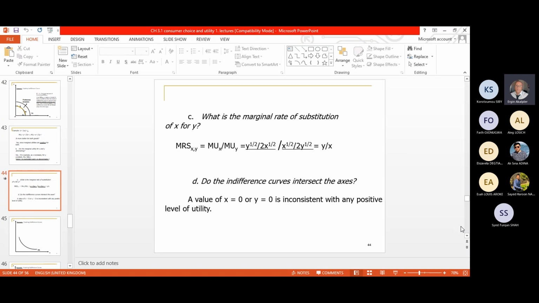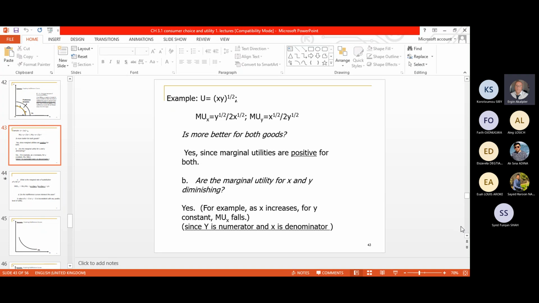And what is the marginal rate of substitution of x for y? For the marginal rate of substitution, again, we are taking the derivation, and it is given here. The square root of y divided by 2 times the square root of x, divided by the square root of x over 2 times the square root of y. This is, of course, the derivation of this given function, x y in the square root.